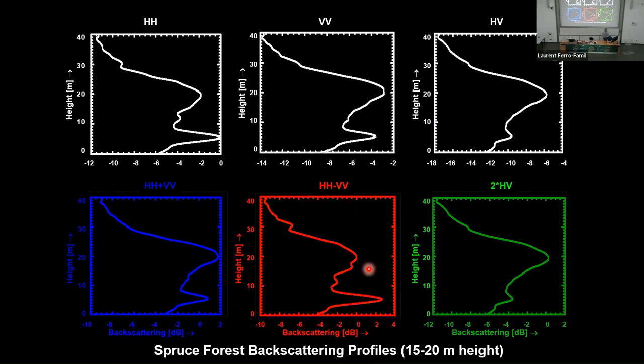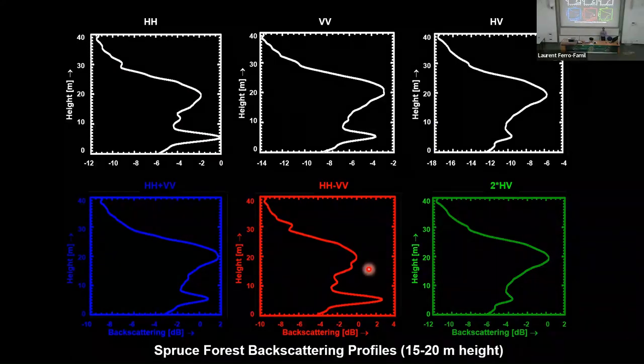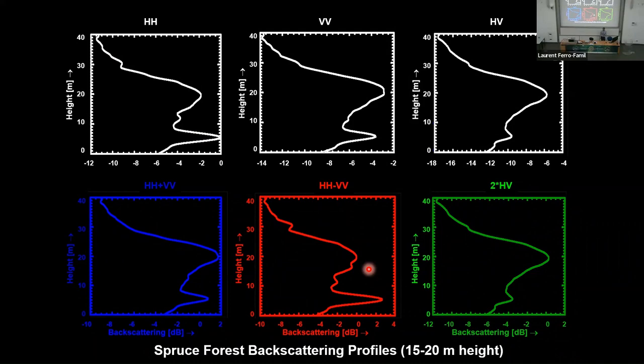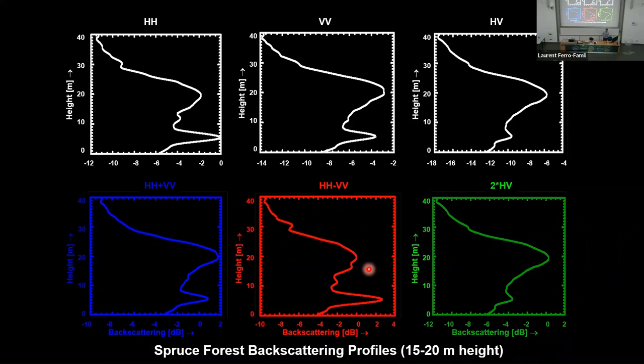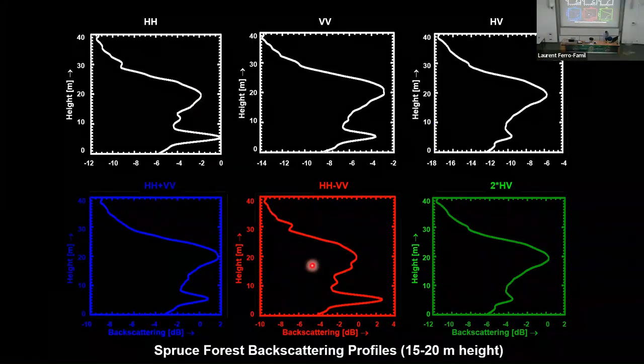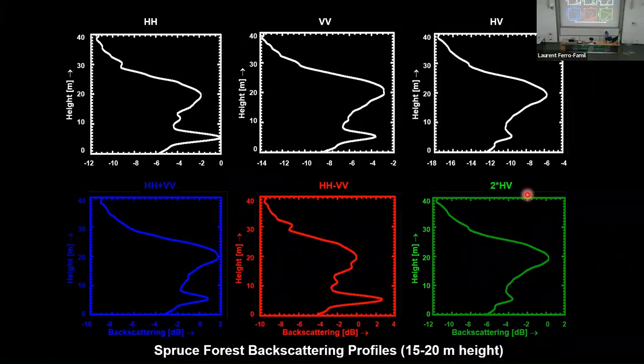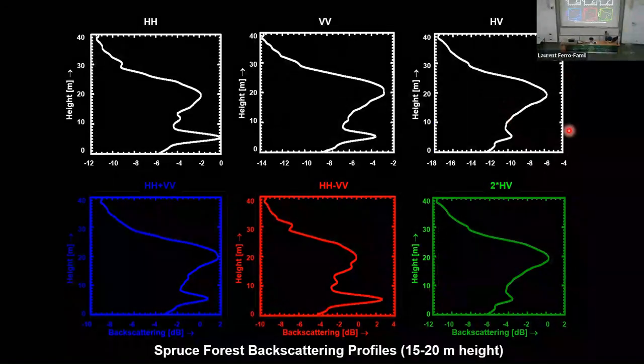Which kind of scattering mechanism is this? They are the dihedrals, exactly. So they are the dihedrals, the interaction between the tree trunks and the ground. And you see it here. On the other hand, you have to go somewhere here with HV to minimize the ground. And then you amplify the volume.